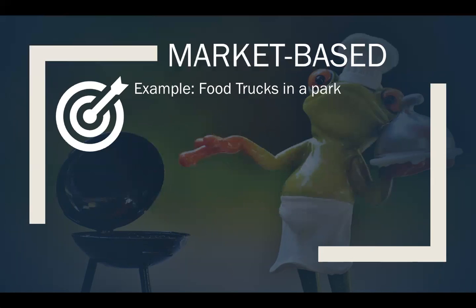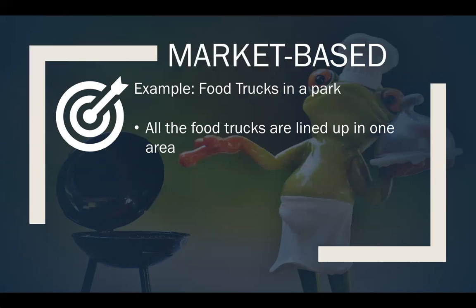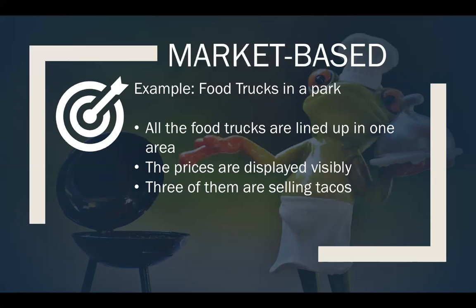So let's look at an example of market-based pricing. Think of food trucks in a park. All the food trucks are lined up in one area, and all the prices are displayed very visibly. And let's just assume that three of them are selling tacos. There's three taco trucks all within walking distance of each other. Typically, the lowest price is going to win if all else is equal. Like, for example, if the food basically tastes the same and there's no particular customer loyalty, then you're pretty much going to probably choose the one that's $5 for two tacos instead of $7 for two tacos. That's the way I would do it.